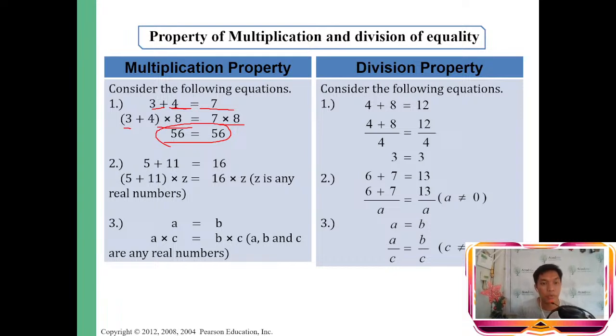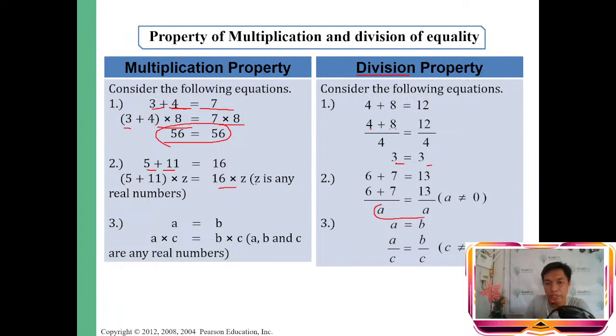We have 5 plus 11 times z, that is 16 times z. Z is any real number. Same as division. We have 12 divided by c equals 3, so take note of this one.